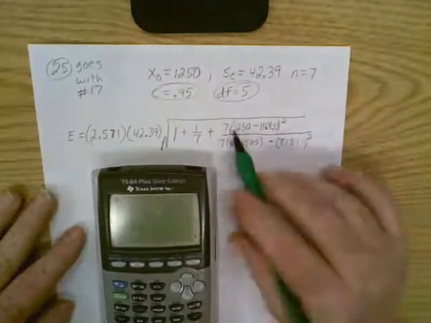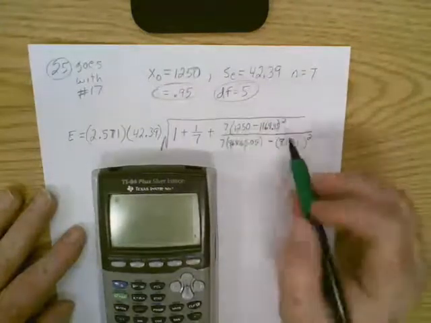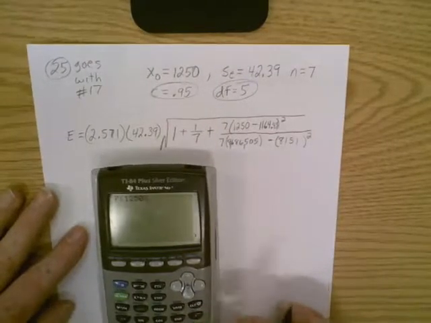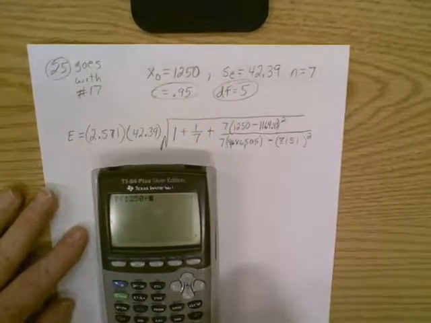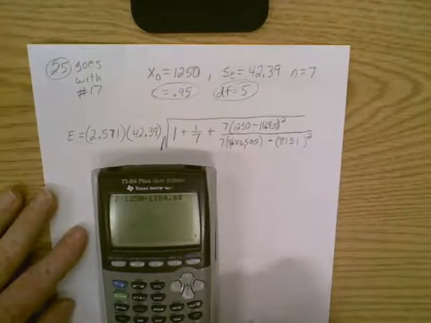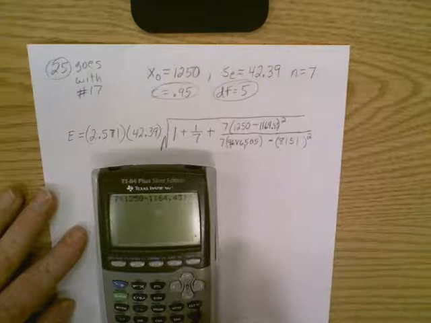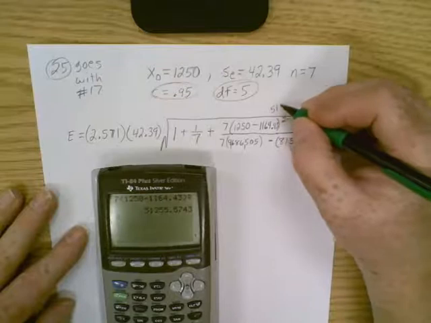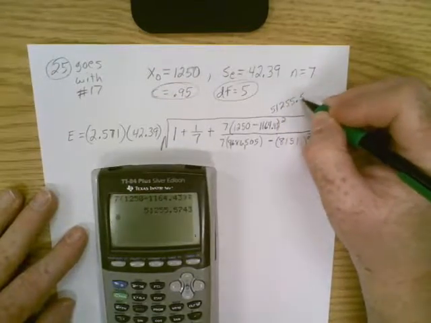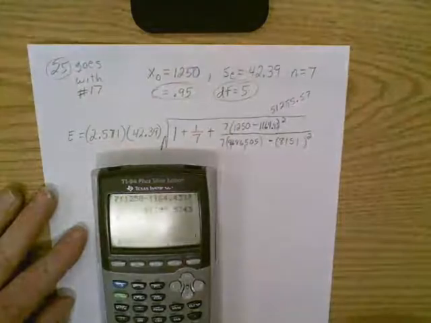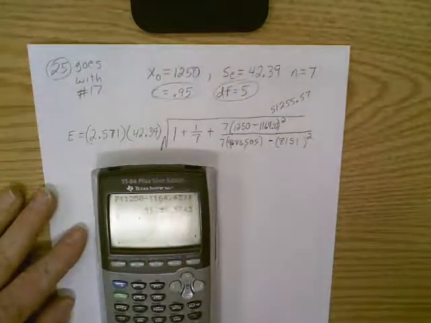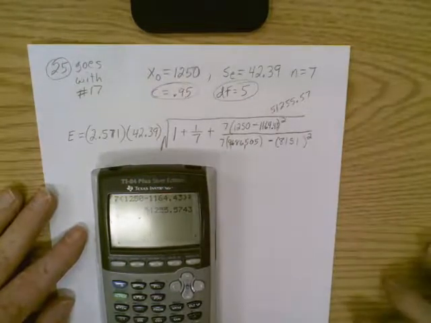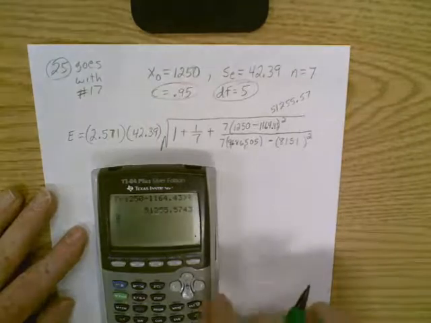I'm going to clear all that off. Again, I'm going to do this top just like it is right there. 7 parentheses 1250 minus 1164.43, close the parentheses, and I want to square that. It equals, so this top number is 51,255.57. Sorry, that just seemed awful big.